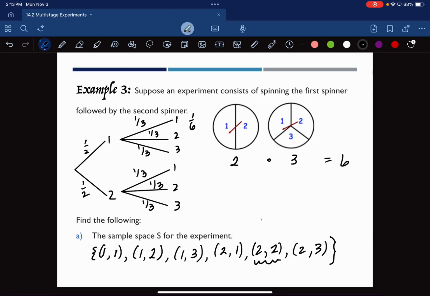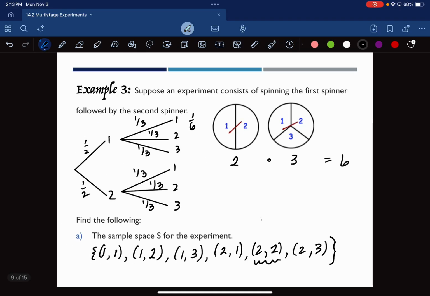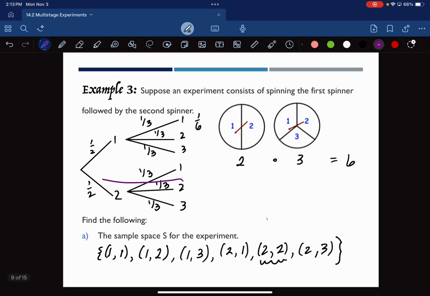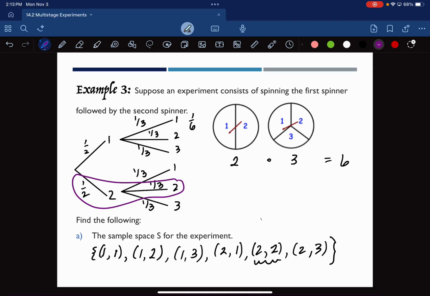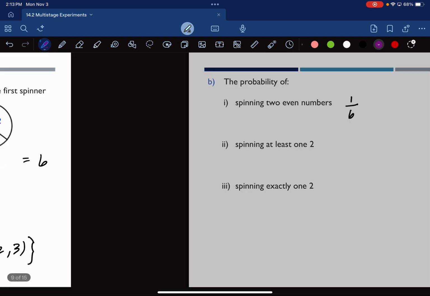Would I have more options? Yeah, I would have the 1, 1, the 1, 3. I'd at least have 2 of them. I'd have more than 1, okay? So there's 1 here. So the probability is 1 out of how many options? 6, exactly. If you were doing it from your tree diagram, you'd be looking along the branch that says 2, 2, which is right here, and you'd be multiplying them, and you'd get 1/6. Make sense? Great. How about spinning at least 1, 2?